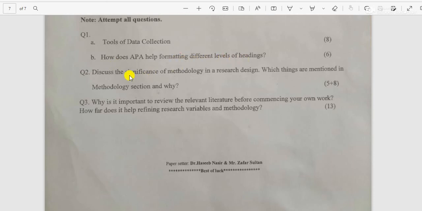Question number 2, discuss the significance of methodology in research design. Which things are mentioned in the methodology section and why? And then question number 3 is why is it important to review the relevant literature before commencing your own work, and how far does it help in refining research variables and methodology?